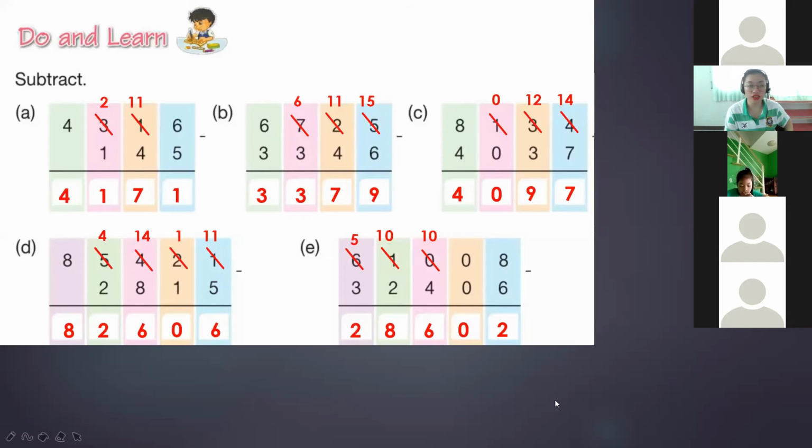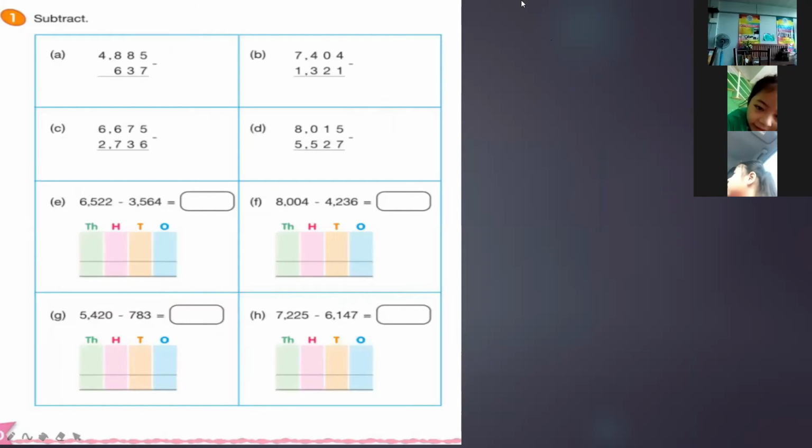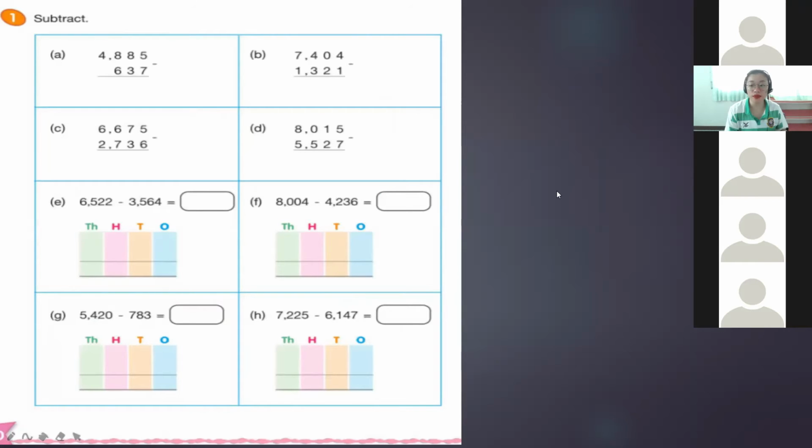That is for our activity Do and Learn. If you are finished, let's proceed to your activity on page 100. On page 100, we have exercise number 1. On exercise number 1, we have letter A. We have the numbers 4,885 minus 637.